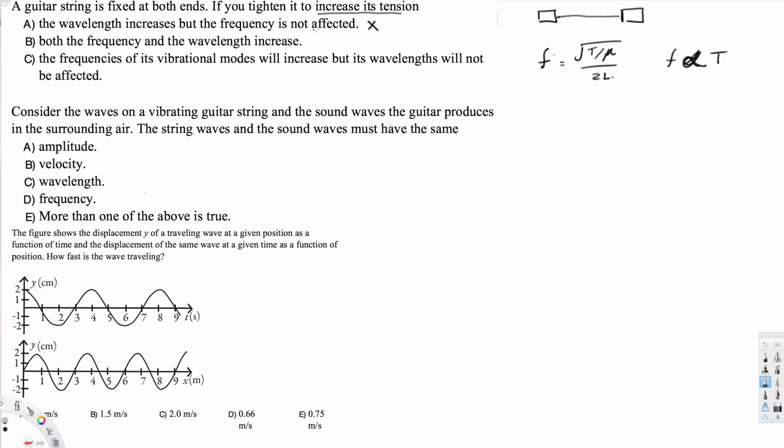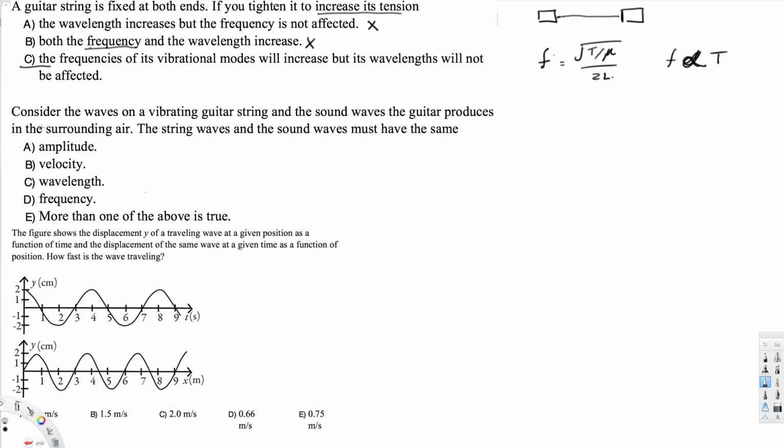So here they are saying frequency is not affected, not true. And wavelength also is not going to be affected because the length is not changing, only the tension is changing. So there's no change in wavelength. The second one is saying both the frequency and the wavelength increase. Frequency increases, we know, because as the tension increases, frequency increases, but wavelength is not increasing. The third one is saying the frequencies of its vibration modes will increase, but its wavelength will not be affected. So that's the right answer, right? The answer for this question is C.